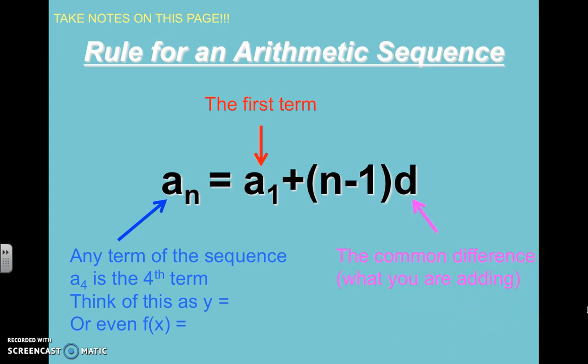d is the common difference, or what you're adding. And notice the matching ends. So if I'm looking in this example over here for the fourth term, then I would plug in 4 for n.